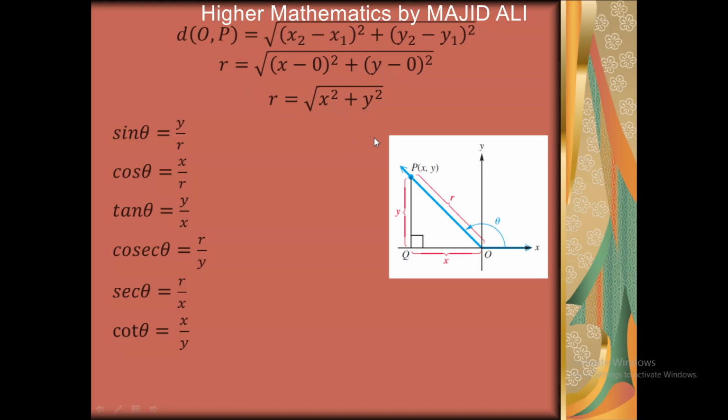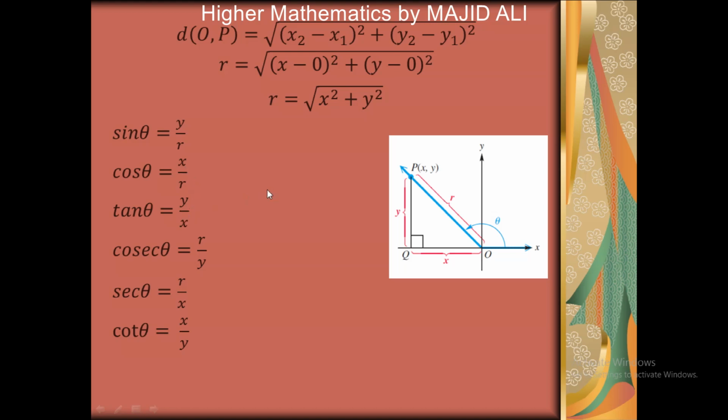Now all the trigonometric functions can be defined in terms of the distance formula. This is the angle theta. The opposite side of angle theta is known as the altitude, as we have seen, and its name is y. So y over r. What do we mean by r here? The side opposite the right angle is known as the hypotenuse, and we name the hypotenuse r. So sine theta is equal to y over r, cos theta is equal to x over r. It means adjacent over hypotenuse, where the adjacent is x and the hypotenuse is r.